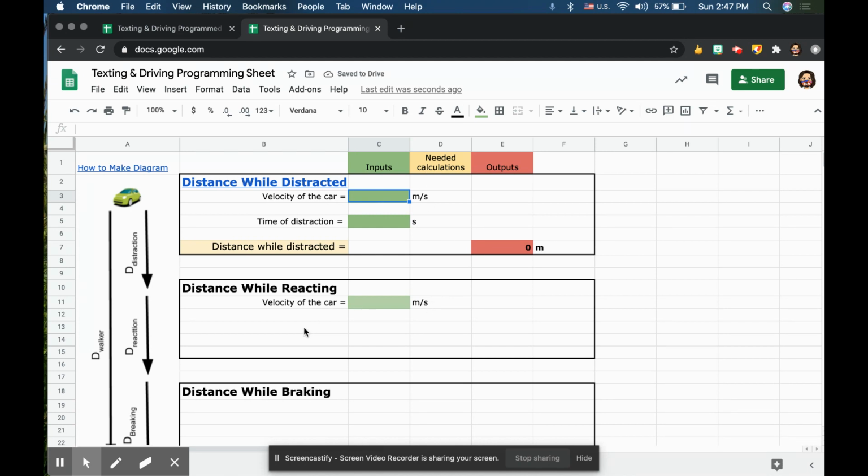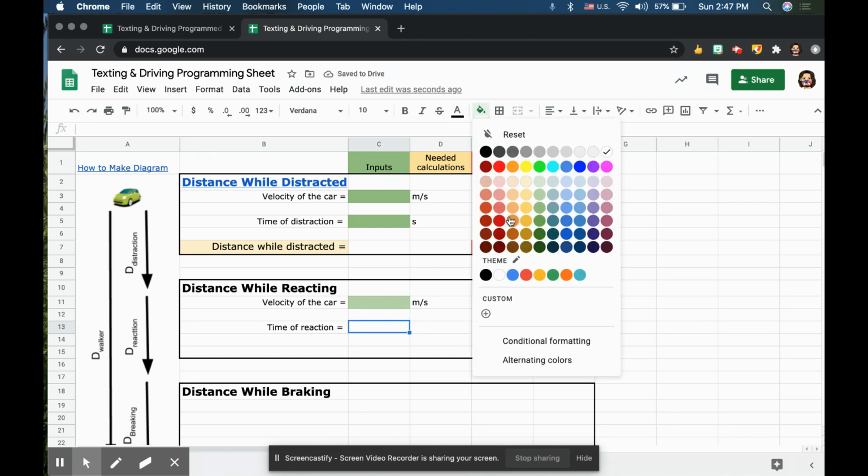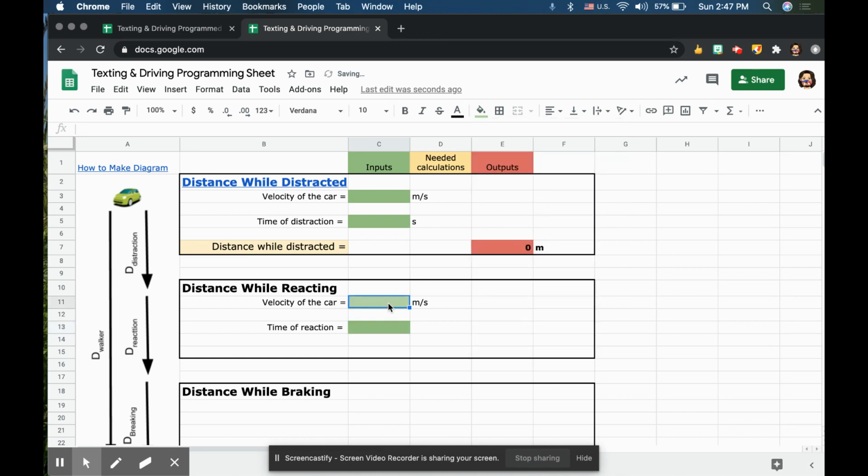On B13, I am going to type in time of reacting, or reaction, because I'm not using my time of distraction, I'm using my time of reacting now. And then in C13, I'm going to change that to green. Yes, I also noticed they are different shades. All right, perfect. Put in my units again, which is seconds.